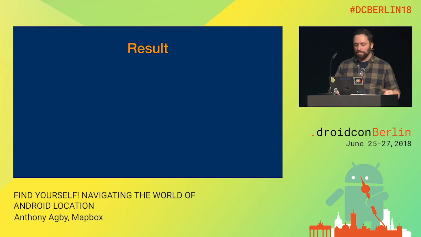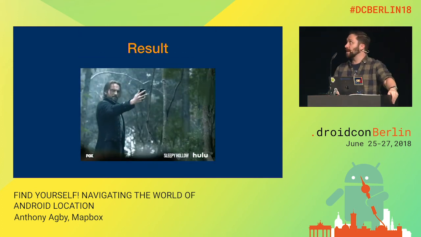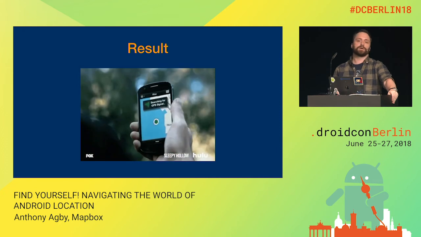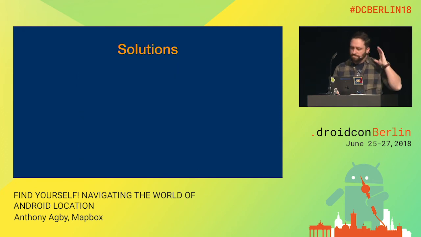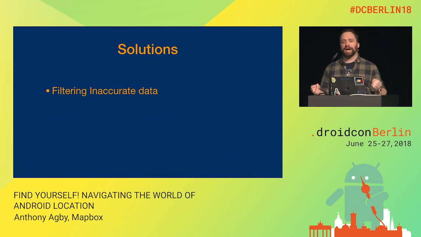So this is basically the result, you and your Uber driver trying to figure out, where are you? I found three ways that really help in mitigating this, and let's look at them really quick. First, filter out inaccurate data.